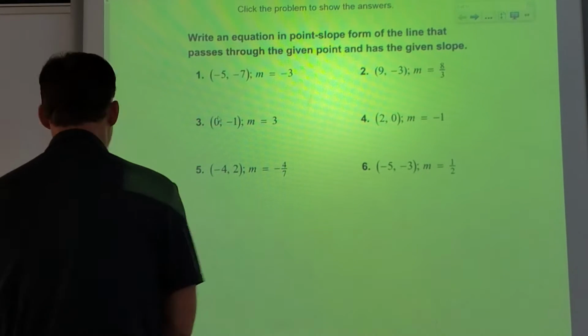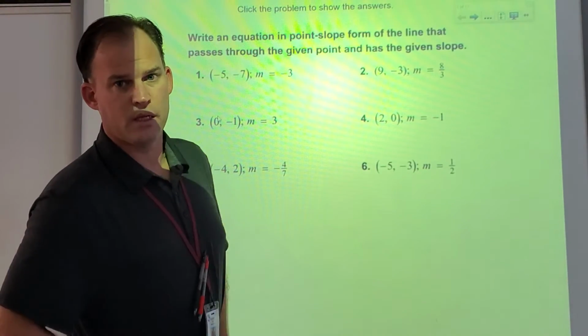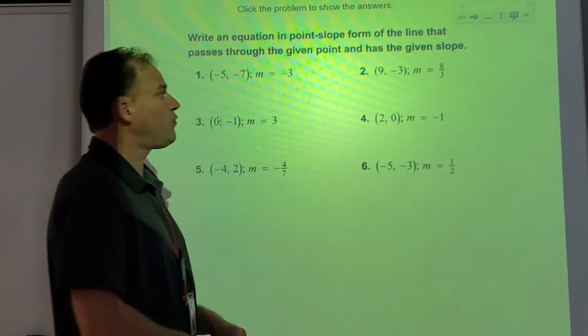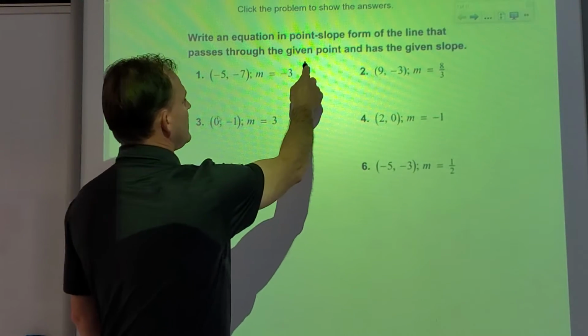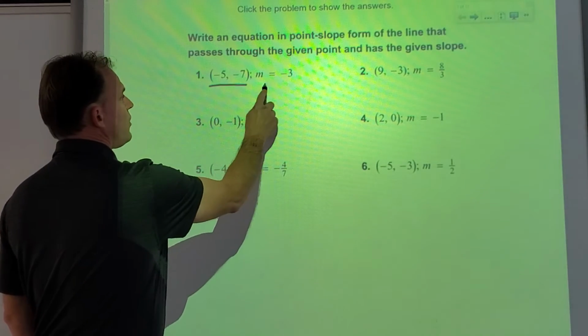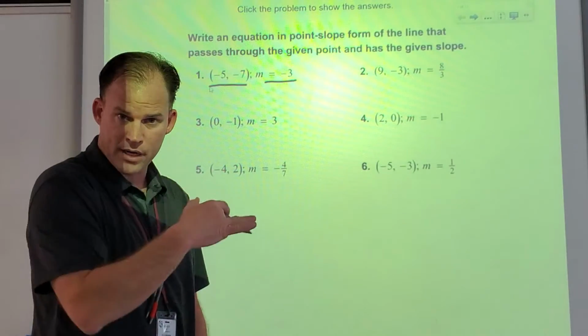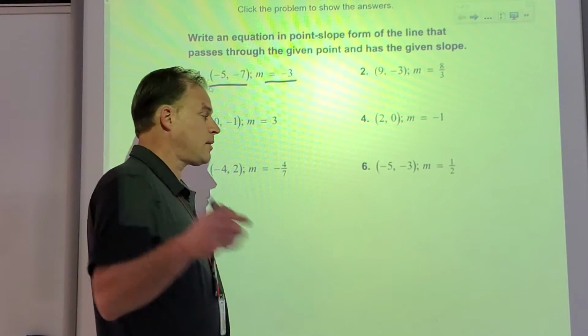Here we go. So this is section 4.3. All right, quick refresher of 4.2. So write an equation in point slope form, given a point and a slope. So I'm given a point and a slope. Again, reminder from yesterday's notes. If you didn't watch yesterday's, go back and pick it up.